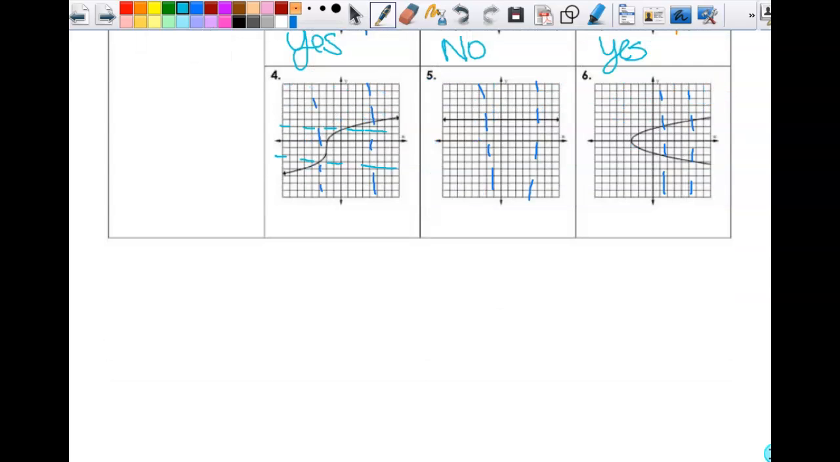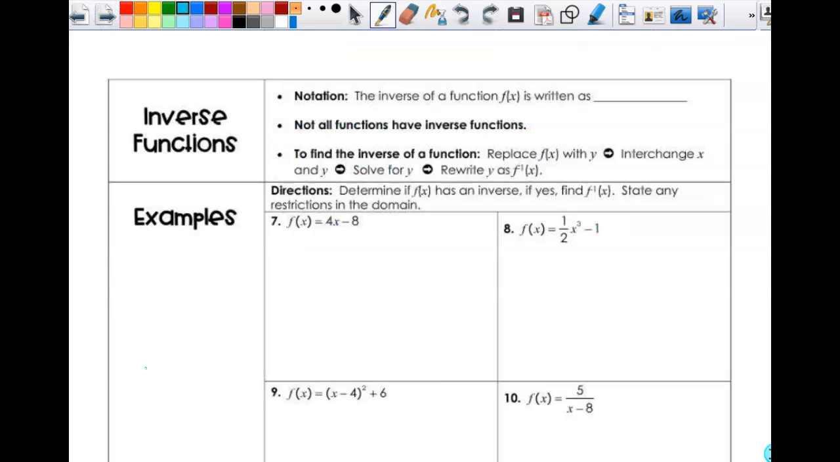So what do you think about number 4? Is it one-to-one? Yes, very good. What about number 5? Is it one-to-one? No, because it passes the vertical line test, right? But then the horizontal line test, that's bad right there, so that's a no. All right, what about number 6? No, because it doesn't even pass the vertical line test, so then it's just a no right there. Okay. We good with that? Any questions? All right, so let's see what happens algebraically. So our inverse functions.